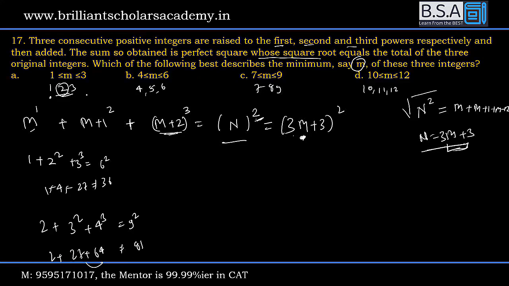This is gone. Take 3: 3, 4 square, 5 cube. Put m equal to 3 inside. 3 into 3, 9 plus 3, 12. Is it the square of 12? The square of 12 is 144. The cube of 5 is 125.